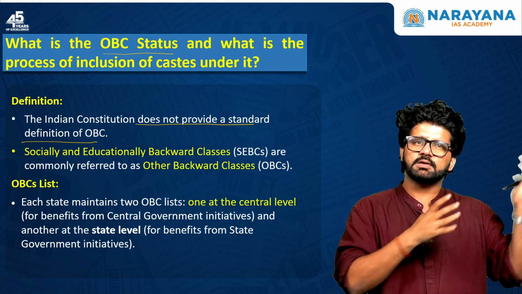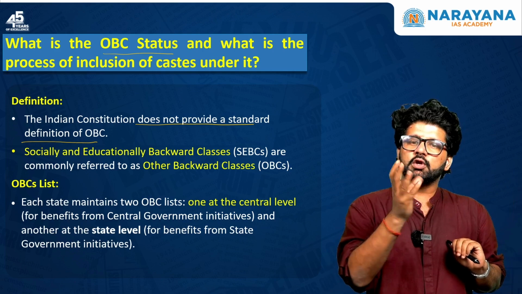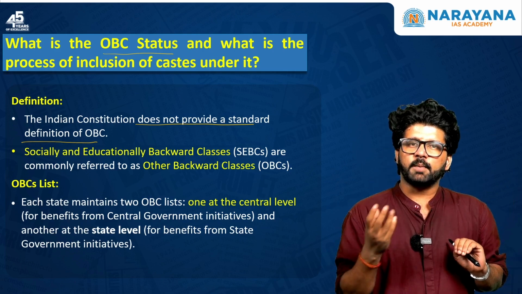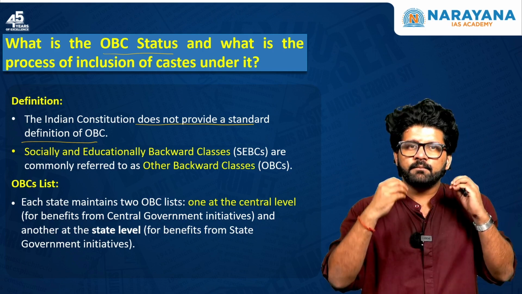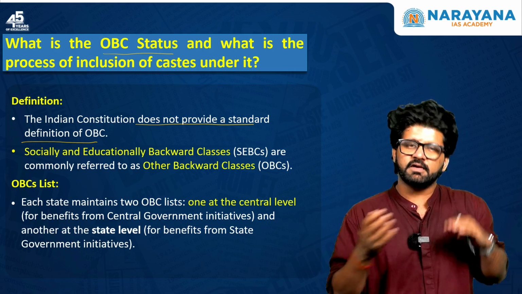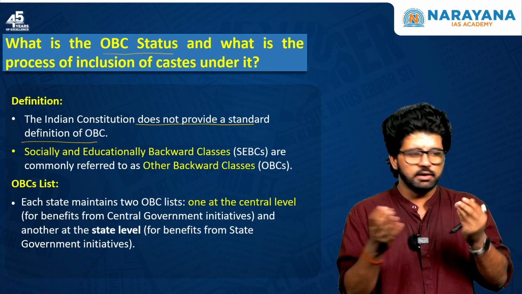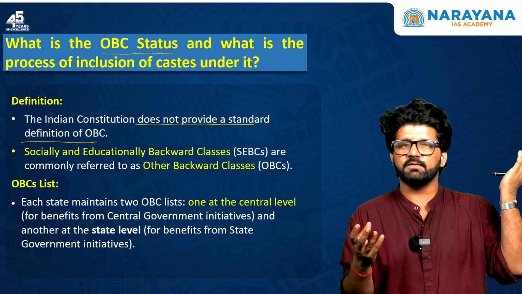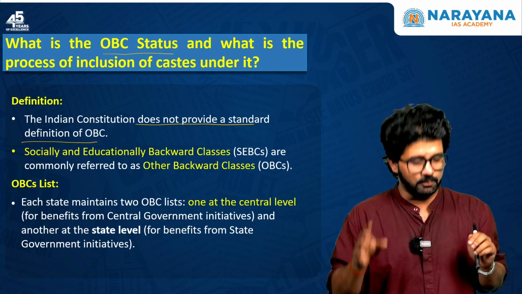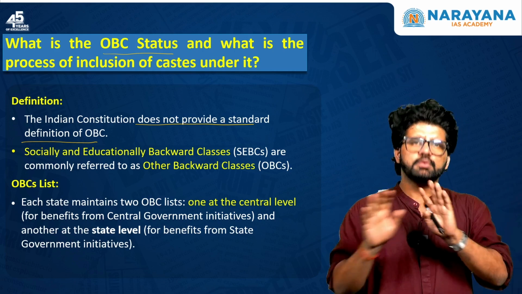That was another argument earlier, that economic criteria cannot be the criteria for backwardness because economic status is not a fixed criterion. I am poor right now, but one year after, if I get a good package, I'll be rich. So economic criteria is not a very valid criterion for backwardness. That was the argument against EWS. Again, let's not go there, but you should know about it.